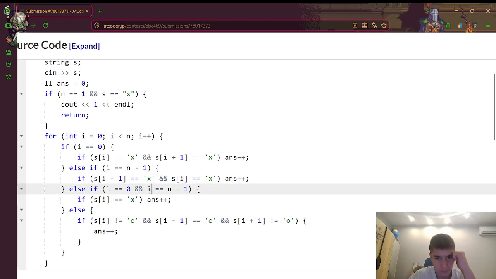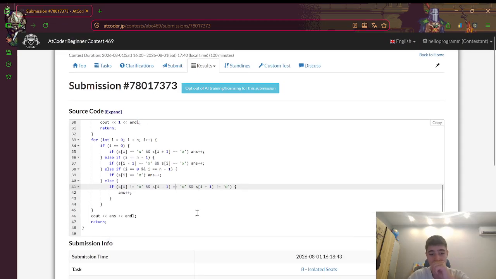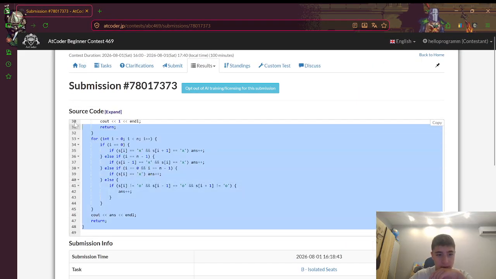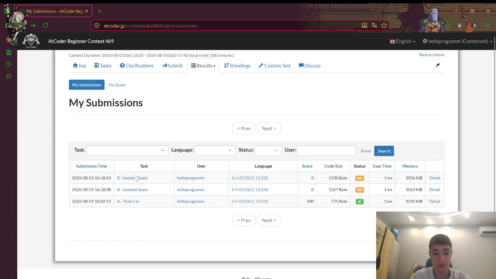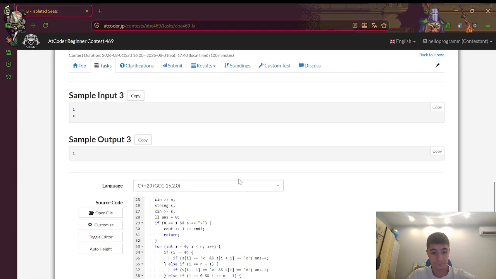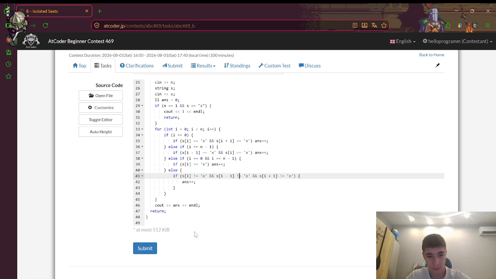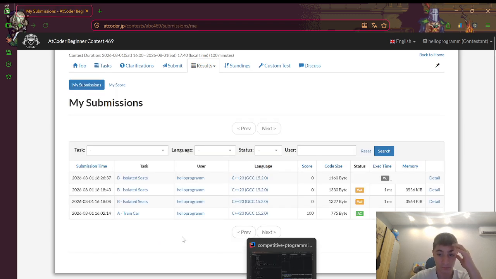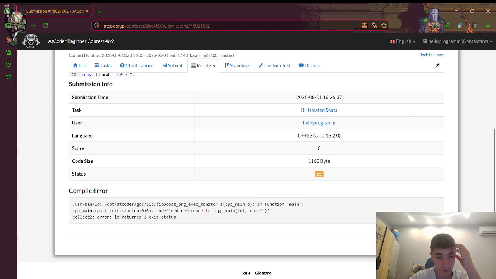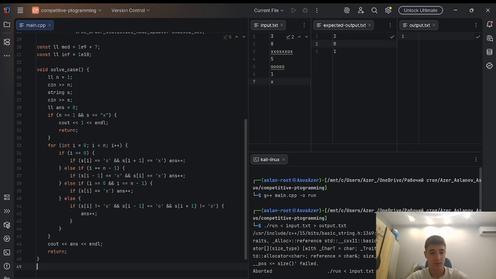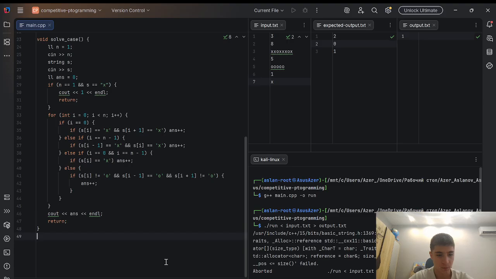Okay, let me just try this. I actually think that it is going to work, but it is what it is. So we go right there and put this. Compilation error. Why do we get a compilation error? Oh, I forgot about int main.